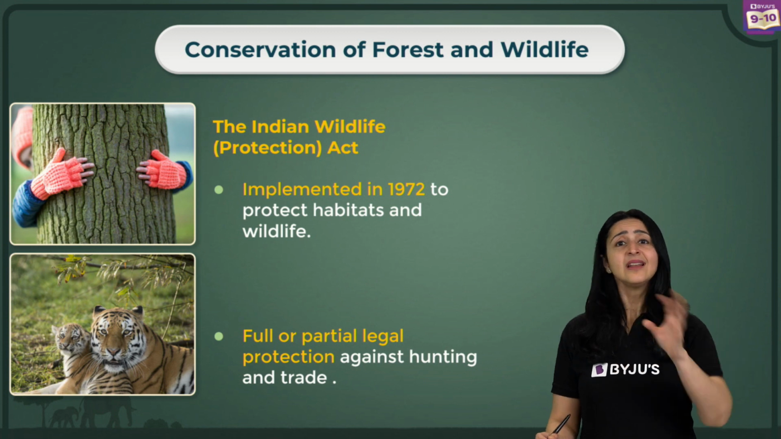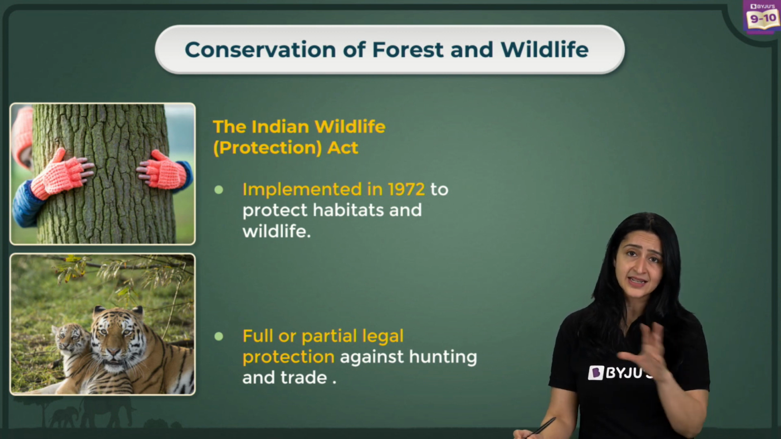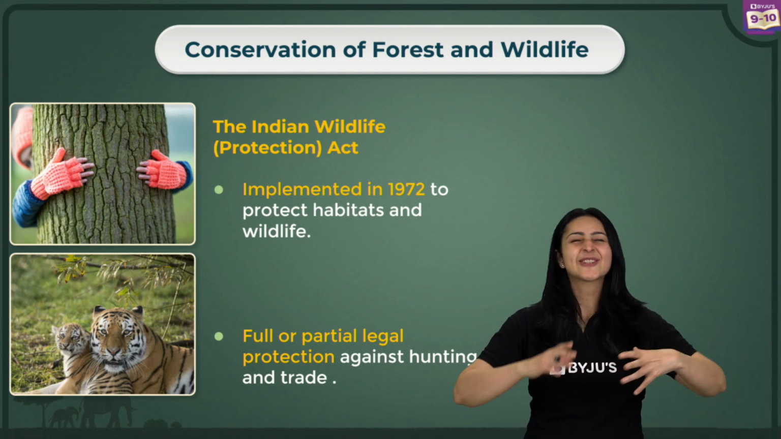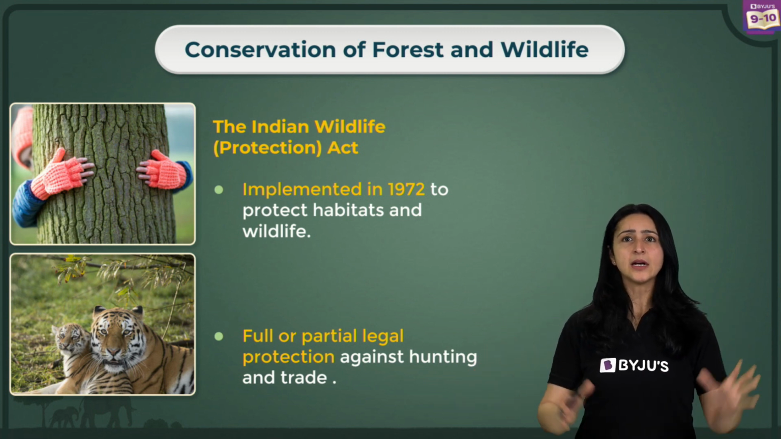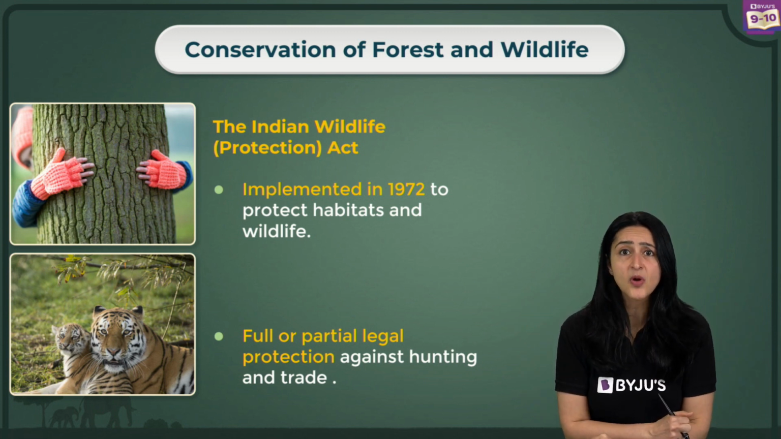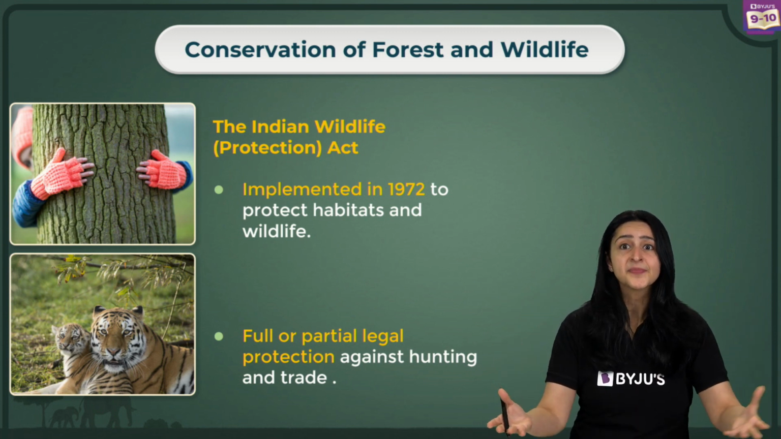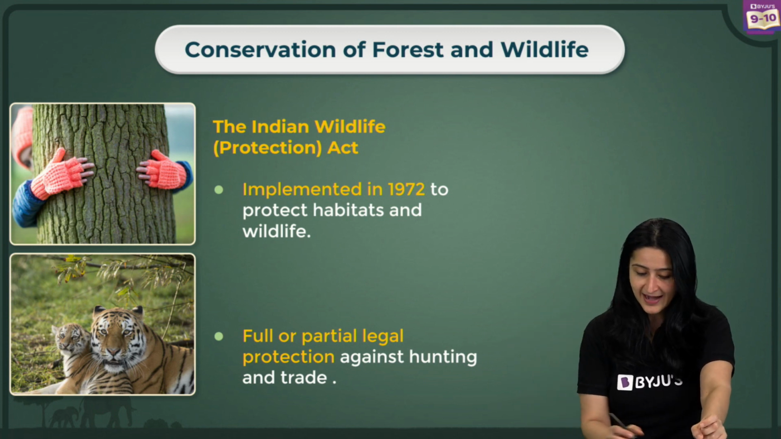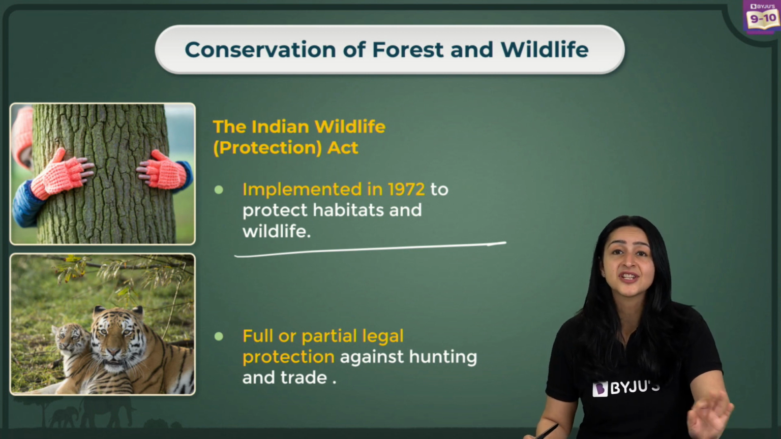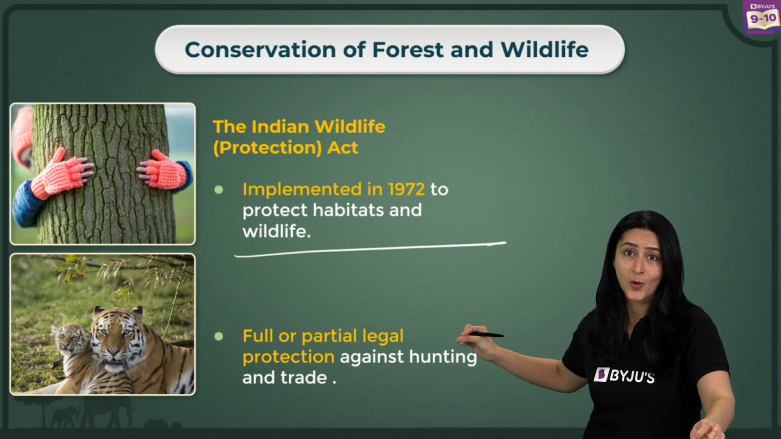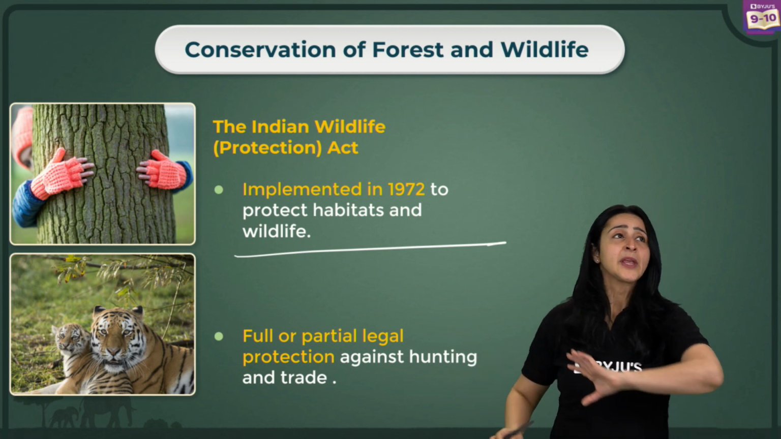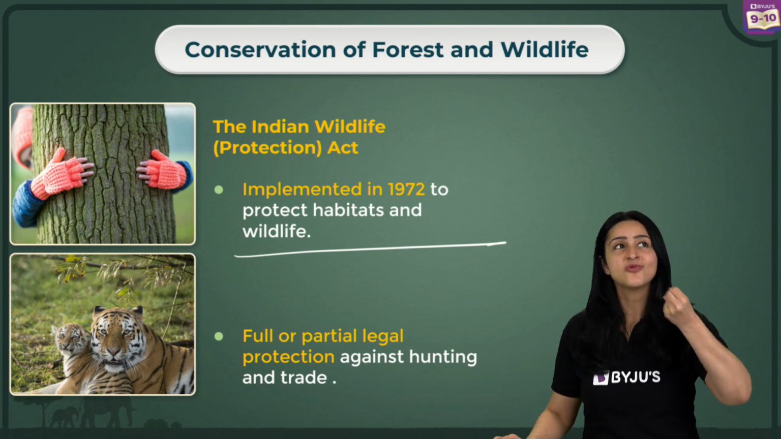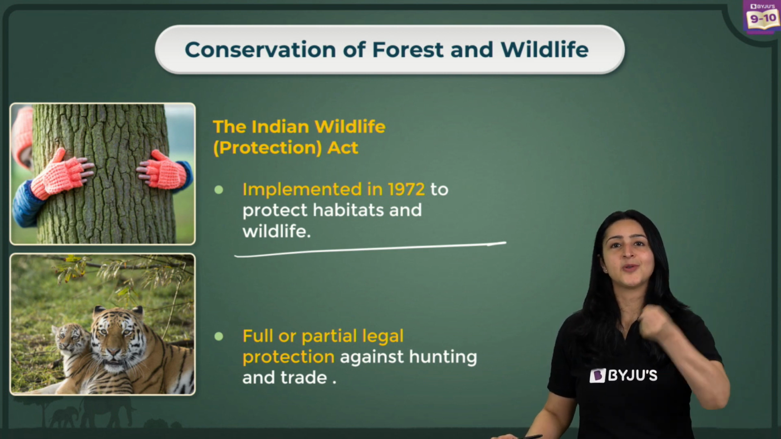Now, in the 1960s and in the 1970s, you had a whole lot of conservationists who demanded a national wildlife protection program. Naturally, we needed to conserve our forests. And thus you had the Indian Wildlife Protection Act, which was then implemented in the year 1972. This is a very important act and a very important year. This particular act had various provisions for protecting forests and wildlife species, so we do not lose this valuable biodiversity, right?